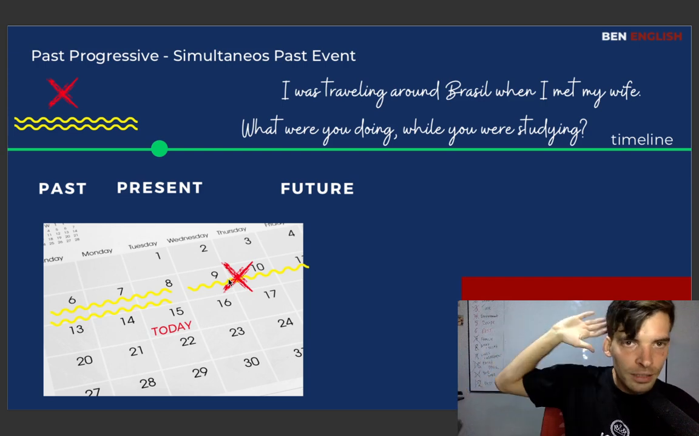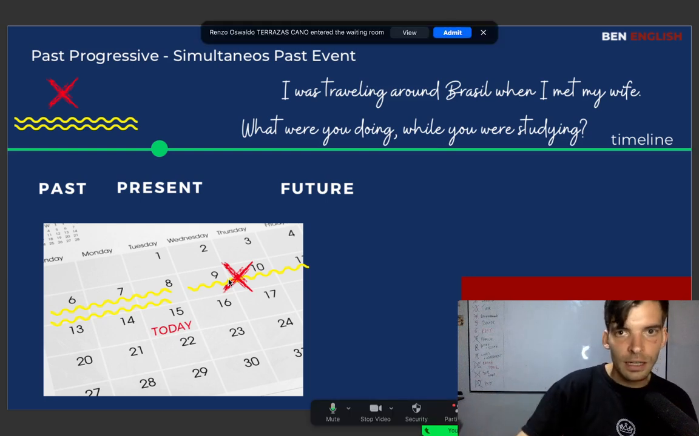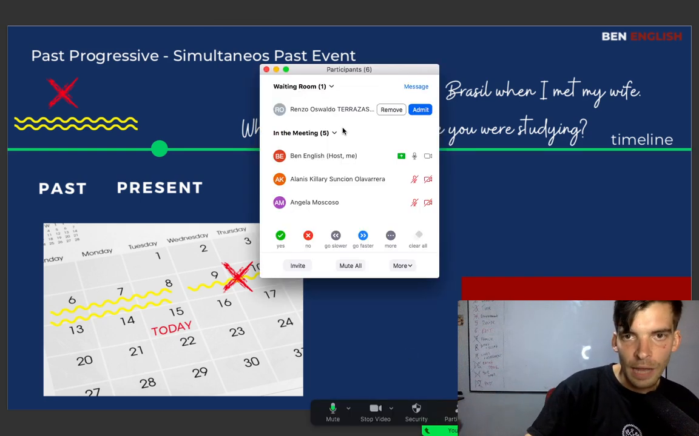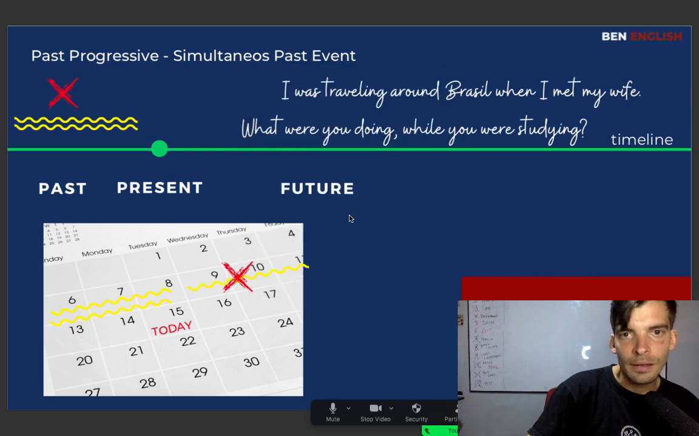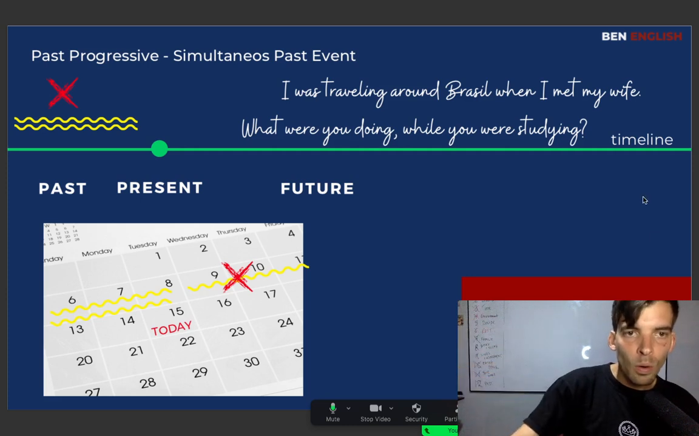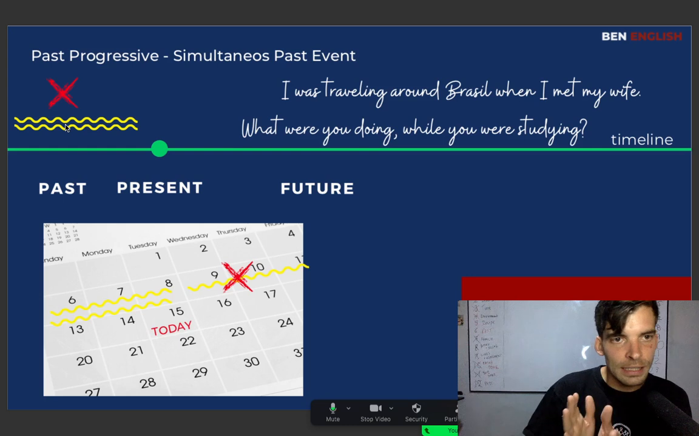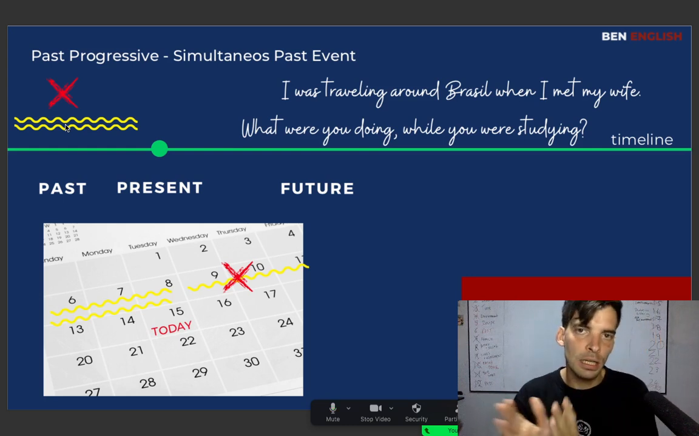That was the background. That was what was going on when another event, a simultaneous event, happened. Another event happened at that time. I've given two examples because you could also have two simultaneous events that were progressive or continuous at the same time.